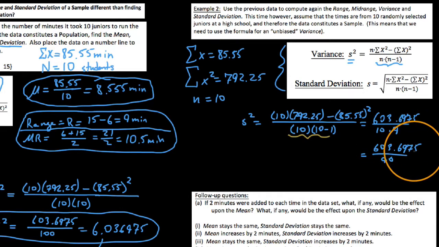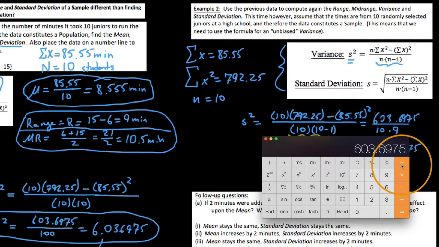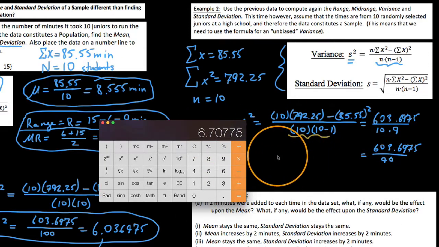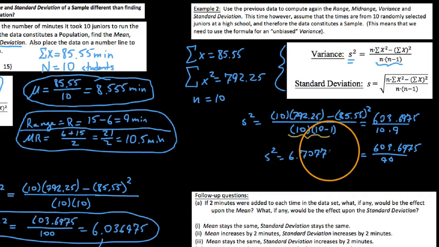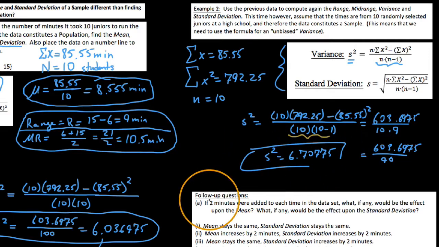603.6975, and we're just instead going to take it divided by 90 in this possible instance. Okay, so we say if we take this number divided by 90, this changes our variance slightly. So our variance becomes 6.70775. So we get s squared is 6.70775. And you'll notice that this number here is slightly bigger than the variance we got over here.